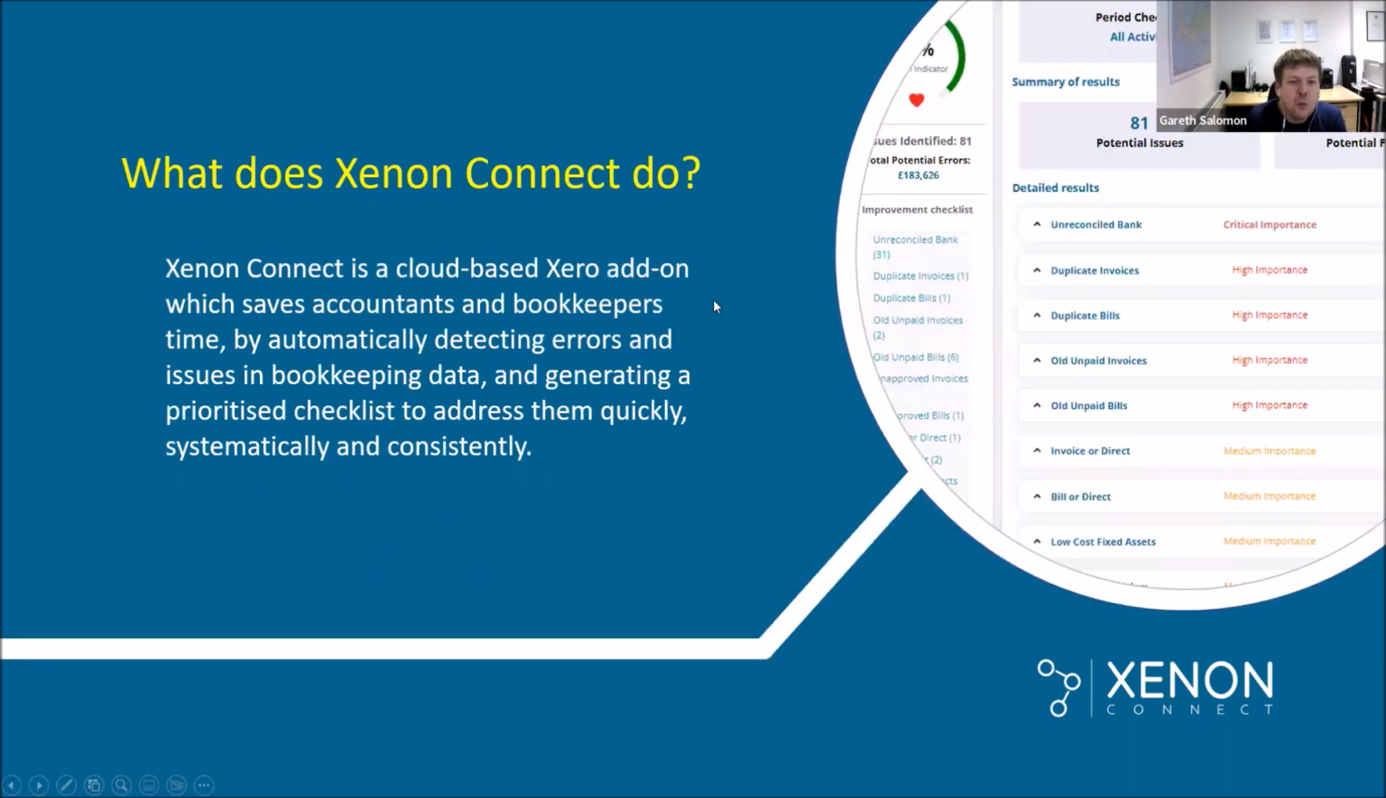So first of all, what does Xenon Connect do? Well, Xenon Connect is a cloud-based Xero add-on which saves accountants and bookkeepers time by automatically detecting errors and issues in bookkeeping data and generating a prioritized checklist to address them quickly, systematically, and consistently. So it mentions that we're a Xero add-on. We'll soon be adding QuickBooks by the end of this year as well, so this month, and then we'll be adding Sage and Free Agent next year as well, but currently it's just Xero.